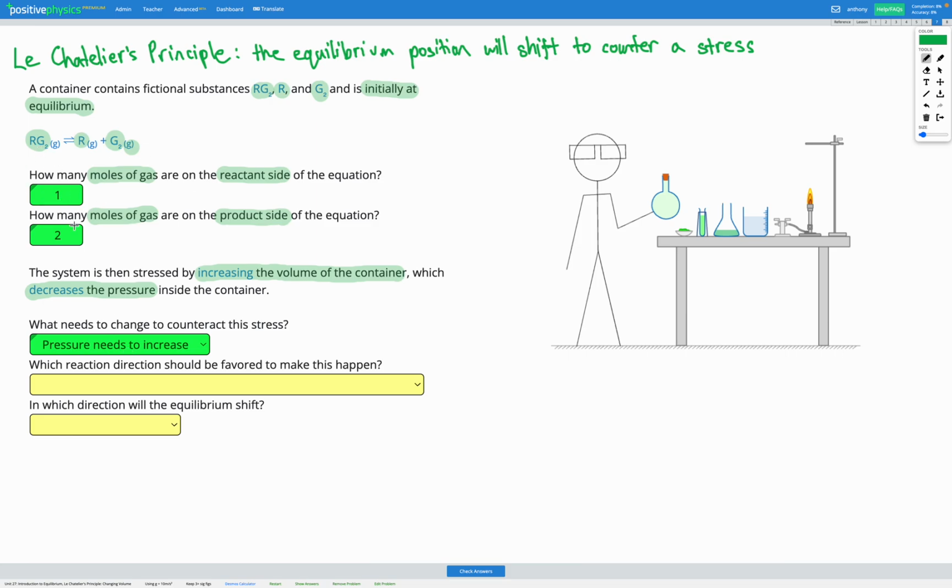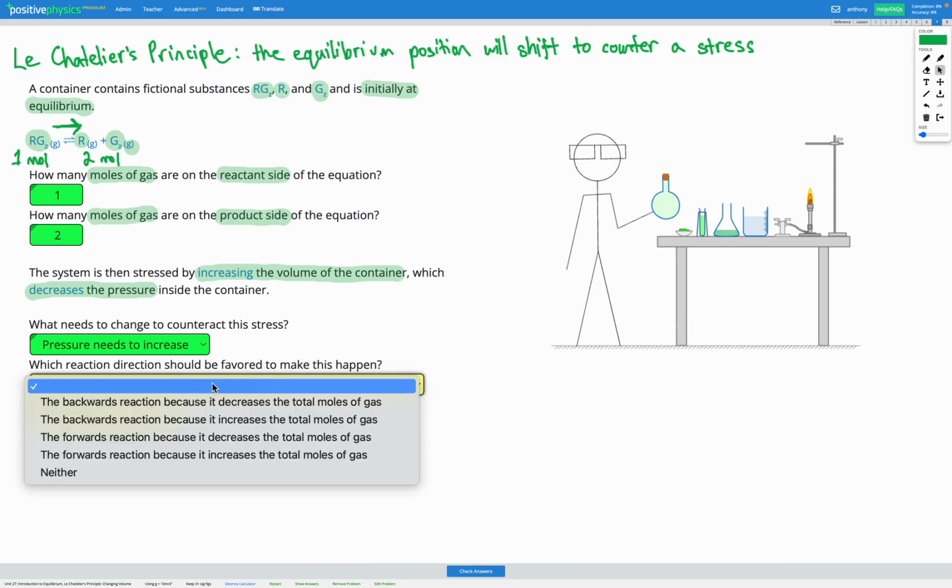So looking back at our equation and looking at our answers to these questions up here, in the reactant side, we have 1 mole of gas. On the product side, we had 2 moles of gas. So if we need to increase the number of moles of gas and therefore increase the pressure, if we make the forwards reaction happen at a greater rate than the backwards reaction, we're going to be producing more moles of gas because the product side has more moles of gas than the reactant side. So if we focus on the forwards reaction having a greater rate, that means we're going to be producing more moles of gas, which means we're going to have a greater pressure.